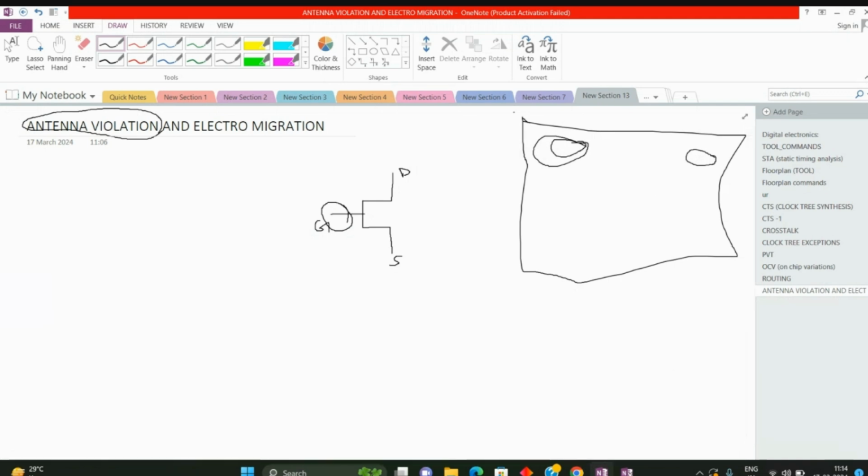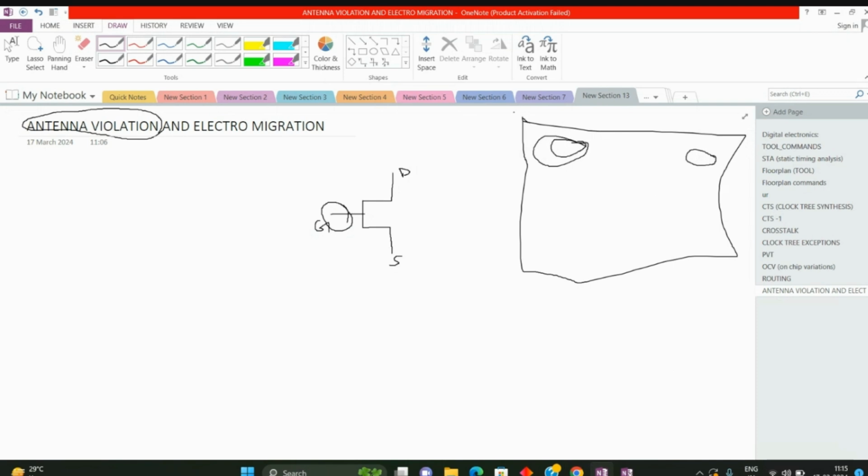These do not come under any CTS, placement or routing. These are all manufacturing related issues, meaning while the chip is fabricating. OCV and PVT are about after your chip is fabricated. Your mobile phone was already designed, and you are operating it, but how is it behaving when the temperature goes up or when the voltage goes up? Those are related to that.